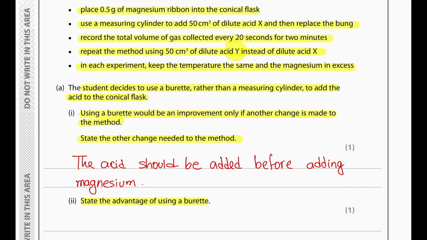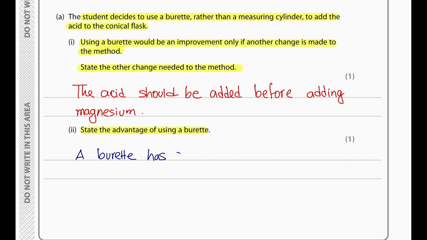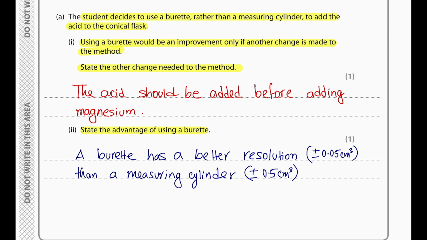State the advantage of using a burette. A burette has a better resolution than a measuring cylinder, so it's more accurate. Guys, this particular part of the reading is not needed. It's just given for the understanding that a burette will be almost 10 times more accurate than a measuring cylinder.